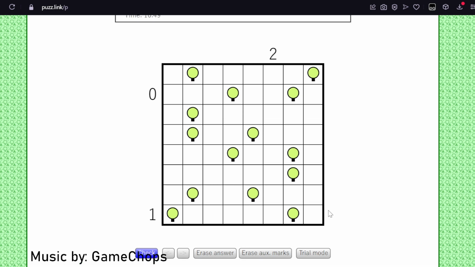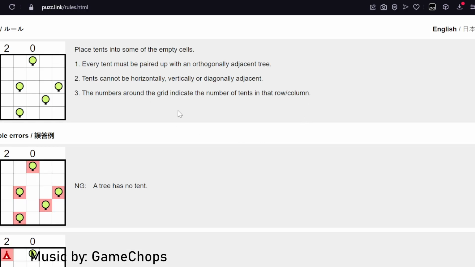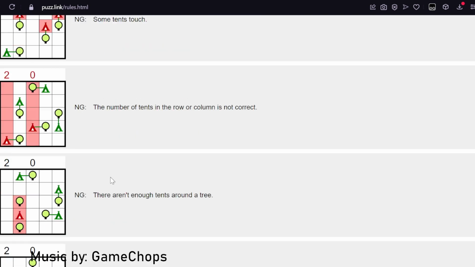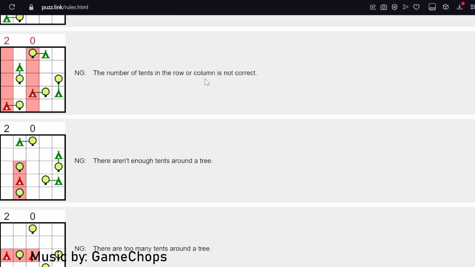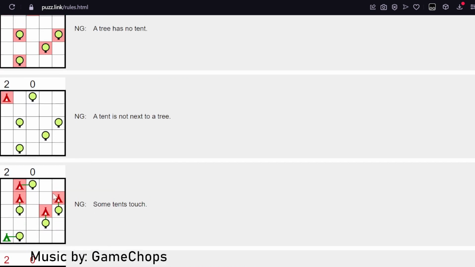Alright, hold on, I gotta show you the rules first. So the rules of Tents are right here. Every tent must be paired up with an orthogonally adjacent tree. So you have some trees in the grid. Each tree must have a tent beside it, as you can see here. Tents cannot be horizontally, vertically, or diagonally adjacent. So, for example, this is not right because tents are touching.